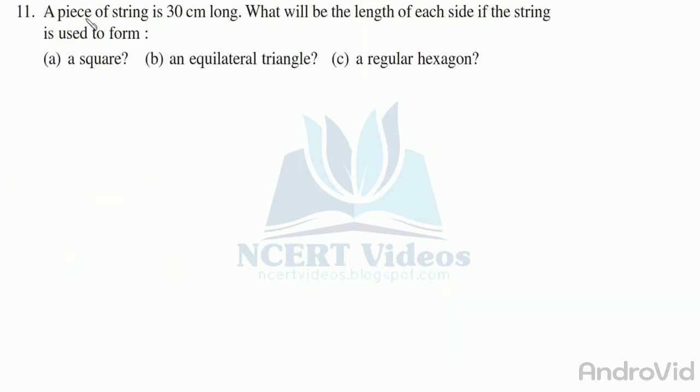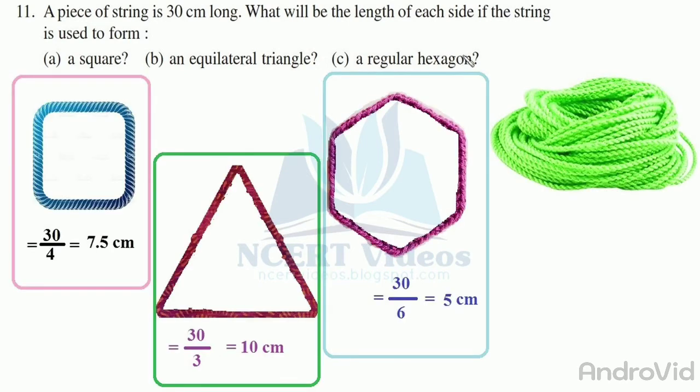11th. A piece of string is 30 centimeter long. What will be the length of each side if the string is used to form different figures? Now we have to make different figures out of this given string. So string can be anything, a rope, a small thread. Now first of all, its length is 30 centimeter. We will make it a square.